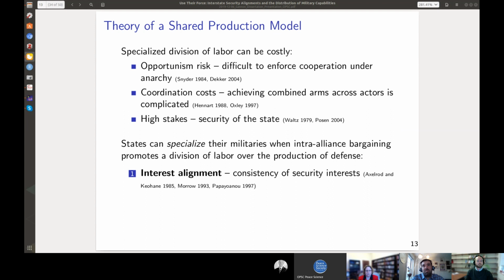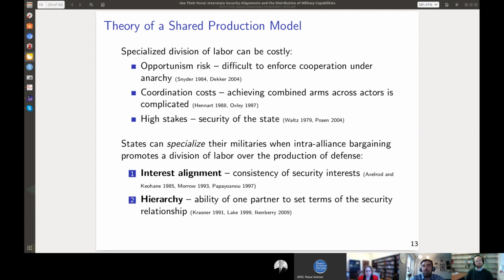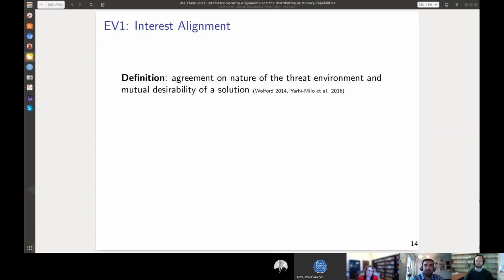So I theorize that states can specialize their militaries and have this division of labor when two conditions exist. The first is when there's interest alignment, meaning there's some consistency of security interests between them and their allies. And second is when there's a hierarchical relationship, the ability of one partner to set the terms of the security relationship. I'll walk through these two a little bit more on the next two slides, but what they have in common is that they affect the intra-alliance bargaining environment, that these states have to decide, how do we have a cooperative security arrangement that can address the risk of opportunism and can address the costs of coordination, such that the benefits of that cooperation exceed the expected costs of these other two things.